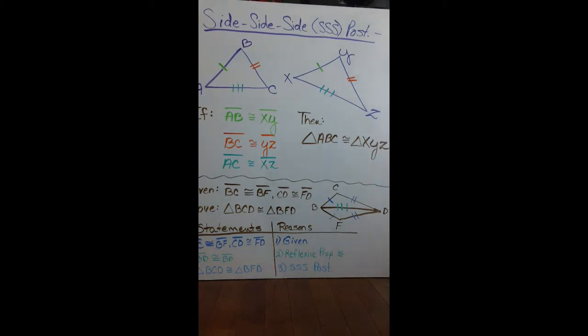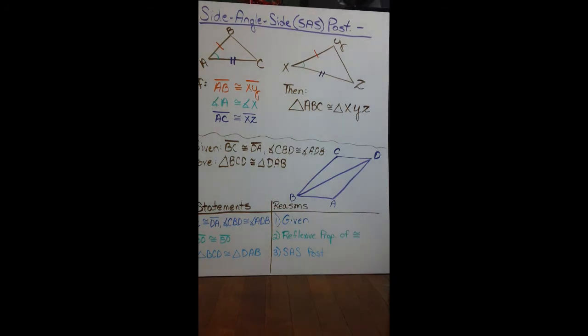That's not the only postulate we have. We have another postulate called the side-angle-side postulate. This postulate says, if two sides and the included angle of one triangle are congruent to two sides and the included angle of another triangle, then the triangles are congruent.